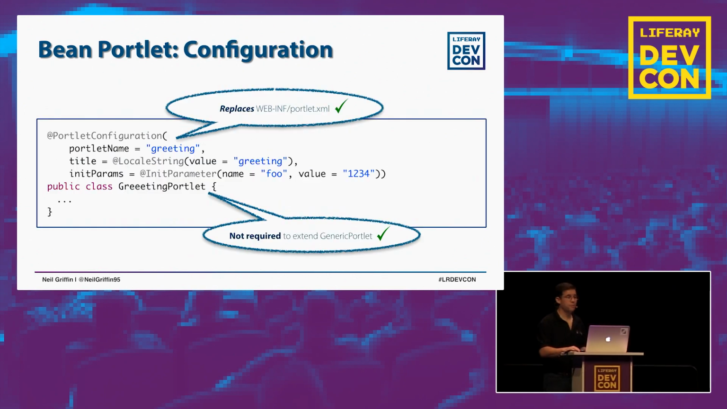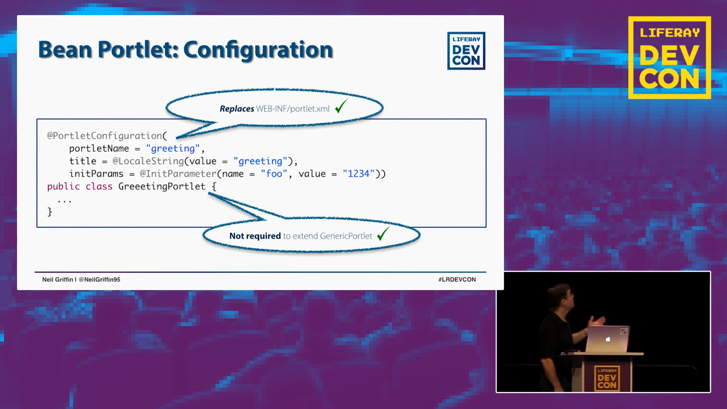So one of the features of Bean Portlet is the ability to do away with the portlet.xml descriptor. There are developers who really despise XML. I'm not one of them. I think XML is just fine. But it does allow you to use annotations to register your portlet rather than using an XML descriptor.